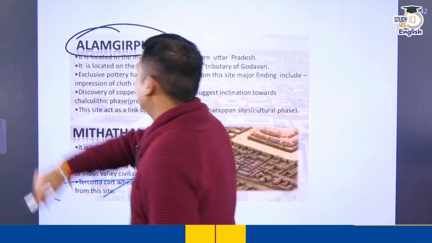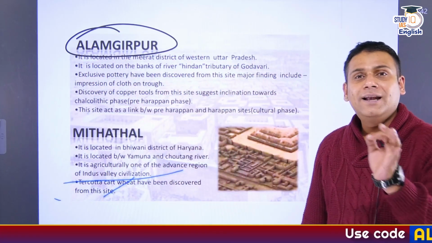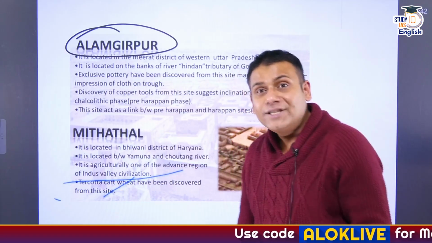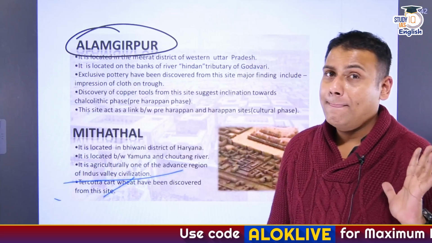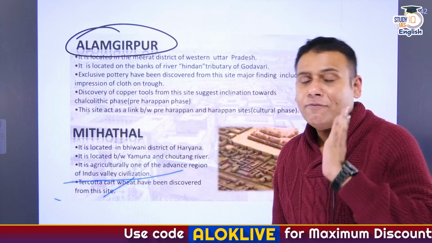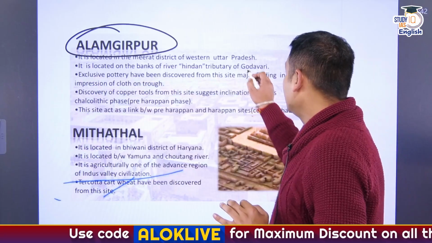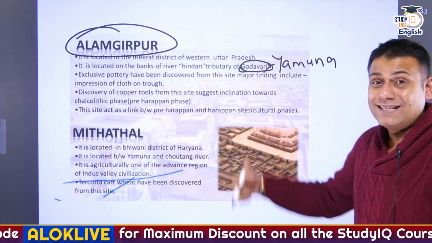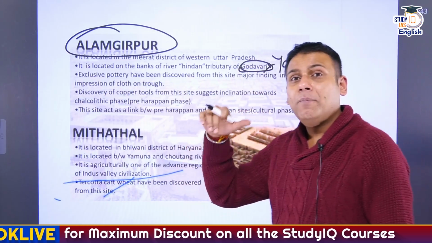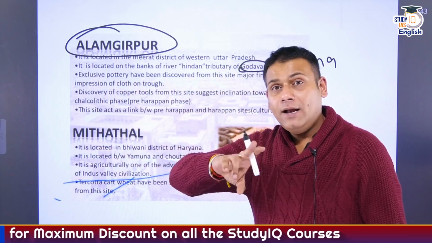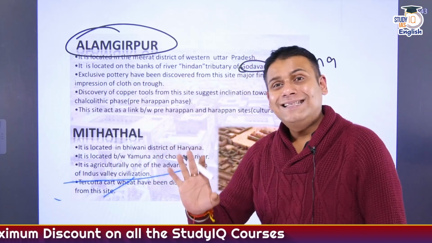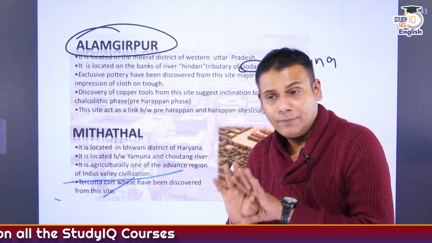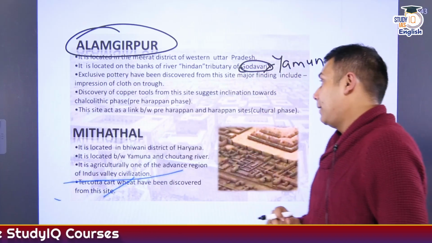Alamgirpur. Right now we have discussed about this. Alamgirpur, it is an Indus Valley civilization site located around the region of Meerut on the banks of river Hindon, which is a tributary of river Yamuna. Correct? Apart from this, the site of Alamgirpur, it is not Godavari, guys, this is wrong. It is a tributary of river Yamuna. So please correct it down. So it is located on the banks of river Hindon, a tributary of river Yamuna. It is the easternmost site of Indus Valley civilization located in western UP. Got it?